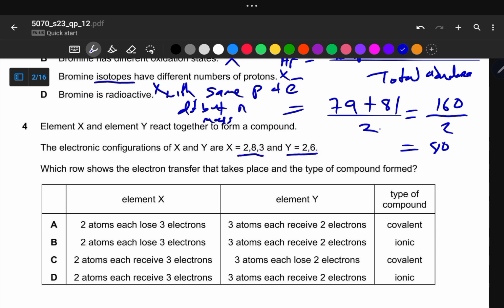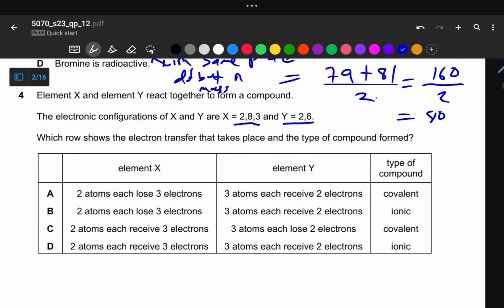And then this one is the electronic configuration of Y. Which row shows the electron transfer that takes place and the type of the compound formed? So the electronic configuration shows that the element X is in group 3. We can check on the valence number, the number of electrons in the outermost shell. We got 3, right? So meaning to say it is in group 3.